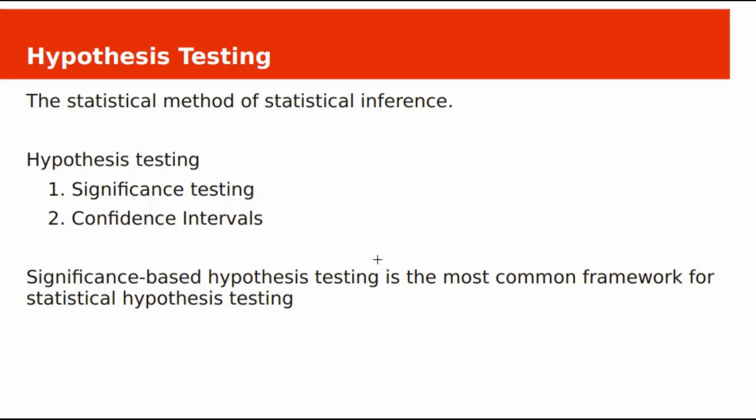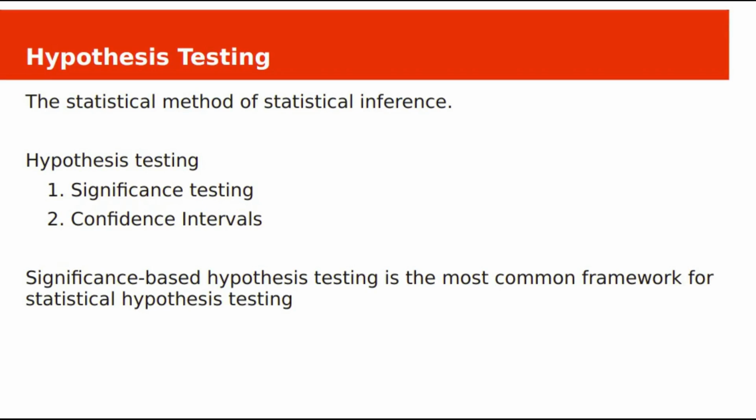Hypothesis testing can be done in two ways. One, significance testing, and another way by using confidence intervals. Significance-based hypothesis testing is the most commonly used statistical hypothesis testing. To discuss hypothesis testing, we need some basic concepts. First, we need to properly formulate null and alternate hypothesis. And based on the hypothesis, we need to decide whether it is a one-tail or two-tail test. So let's see how to formulate null and alternate hypothesis.